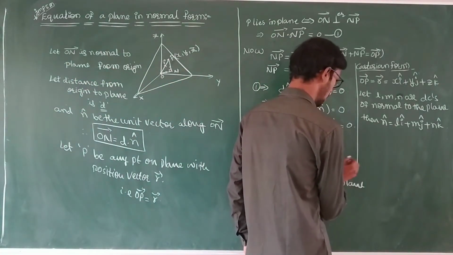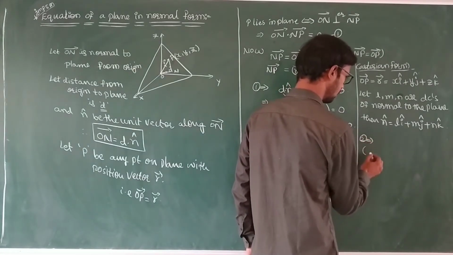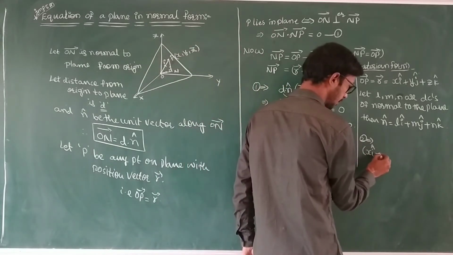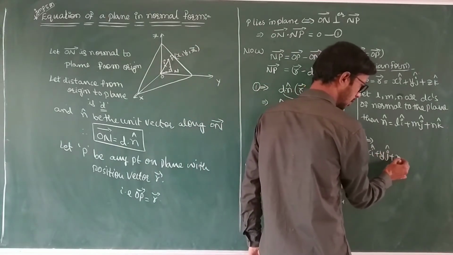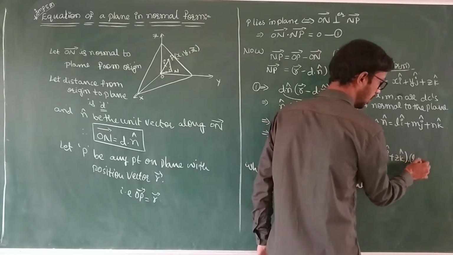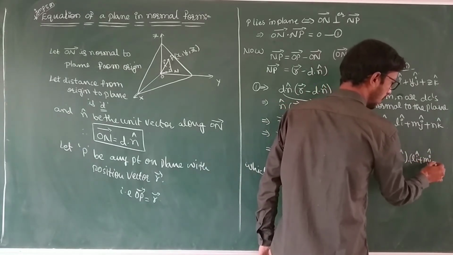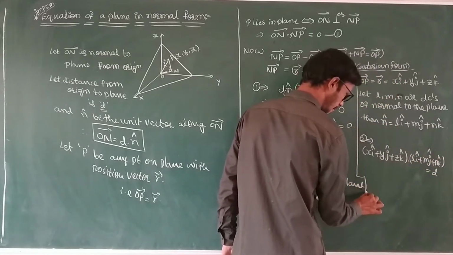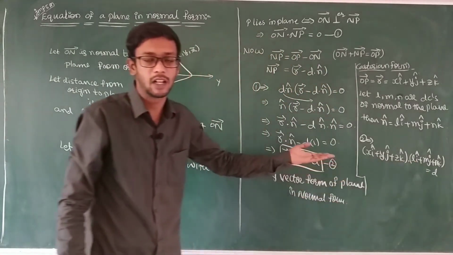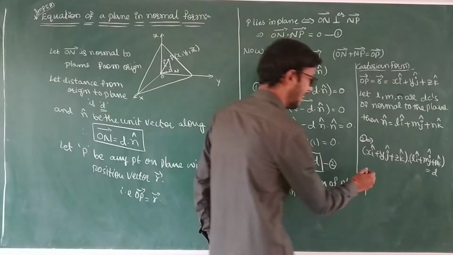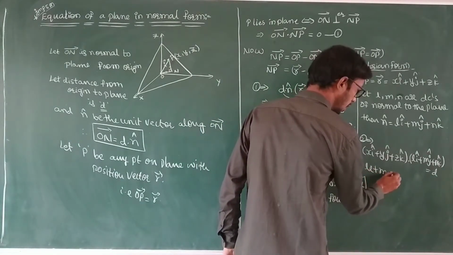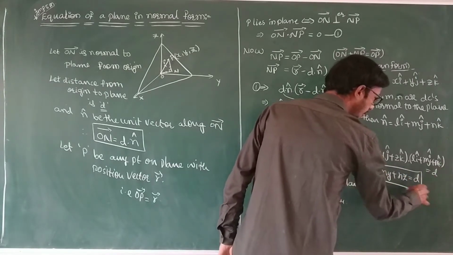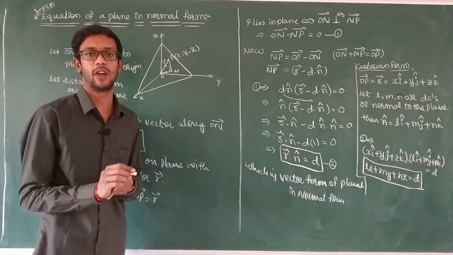This one, write as equation 2 implies, substitute r bar and n cap. x i cap, y j cap, z k cap, dot product with l i cap, m j cap, n k cap is equal to d. The dot product we already know how to do: lx plus my plus nz equal to d. This is the Cartesian equation.